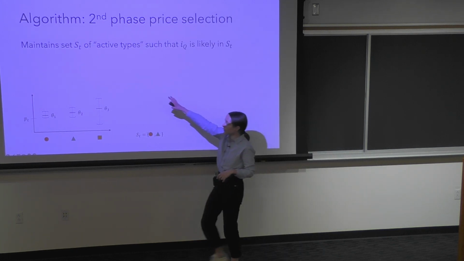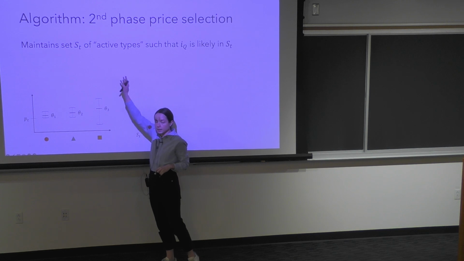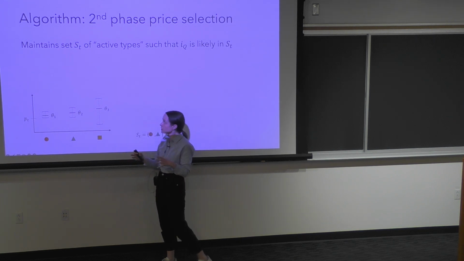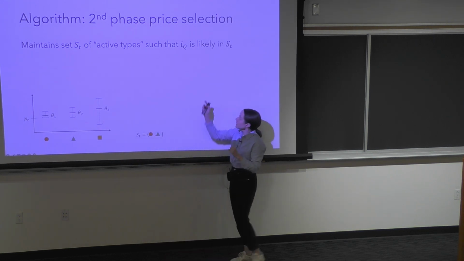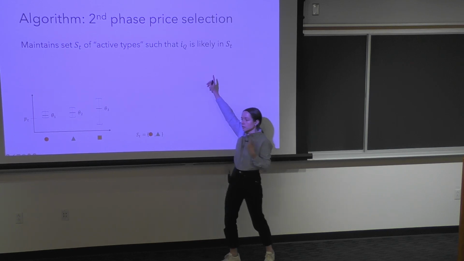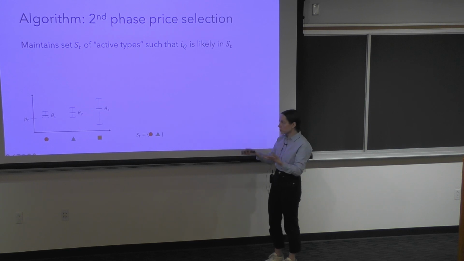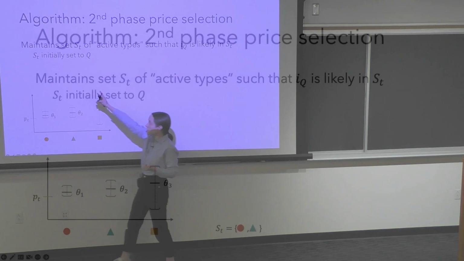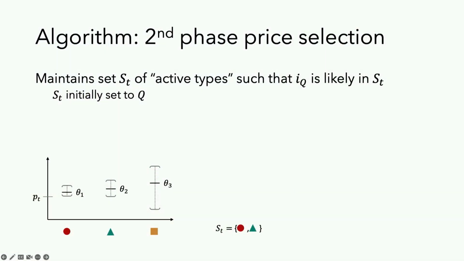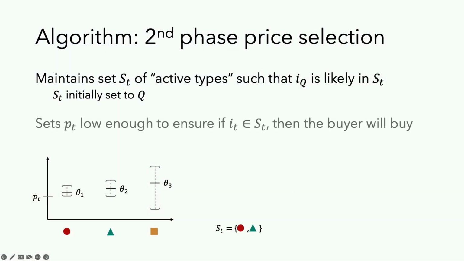Now, in the second phase, the algorithm is going to maintain the set ST of types that it's targeting, active types, so that with high probability, this special type, IQ, corresponding to that optimal price, remains in ST. We're going to initially set ST to be the set of relatively frequent types, Q. And we're going to set the price low enough to ensure that for every active type, the buyer will buy.